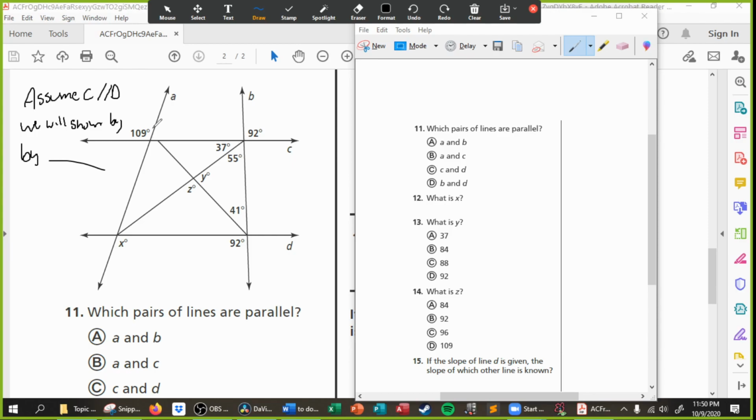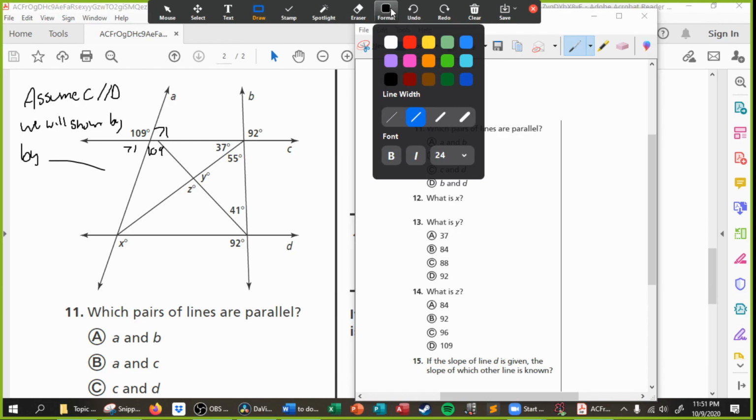If I treat A as my transversal, I have 109 here. Alternate exterior angles would tell me what that is. A linear pair would tell me this is 71. This would be 71 by vertical angles and linear pairs. Because these are vertical angles here, and these are linear pairs here, I can do this. And since I'm using A as my transversal, I can draw my box like I talked about in class.